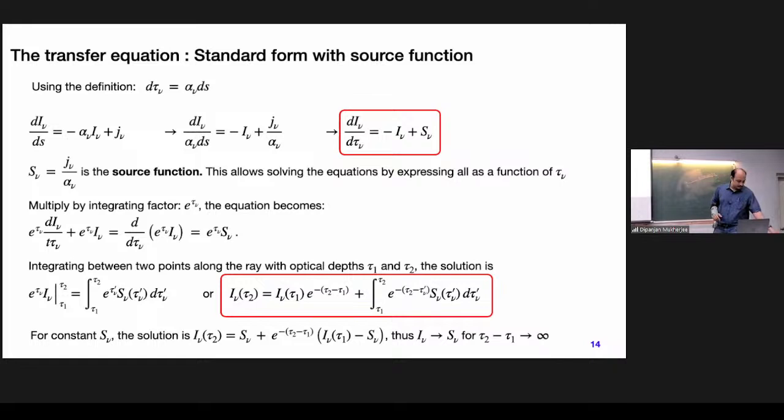You integrate this equation, you put in the values of integrals, you find that this is the solution. Now, note how did this come about? You solve this part, you get e to the power tau 2 times I nu at tau 2 minus e to the power tau 1 times I nu at tau 1. I divide everywhere by e to the power tau 1, so this is very trivial. And in this integral, I just take e to the power tau 2 inside the integral because it is constant.